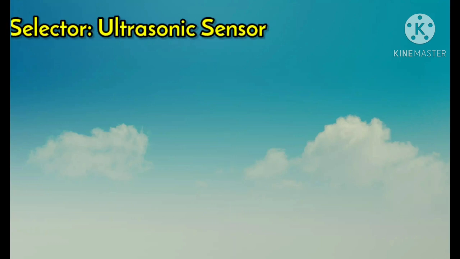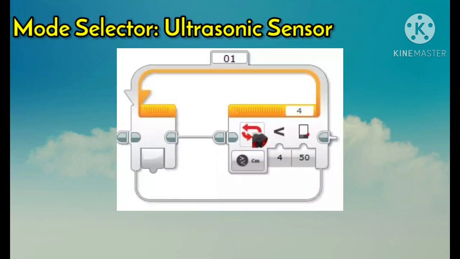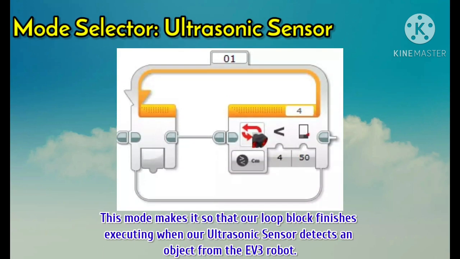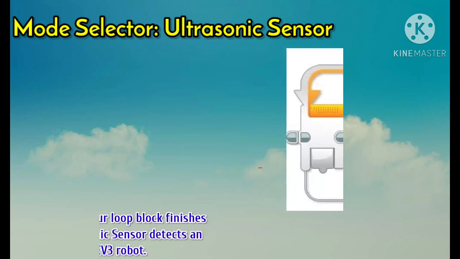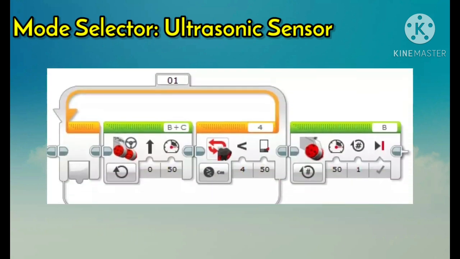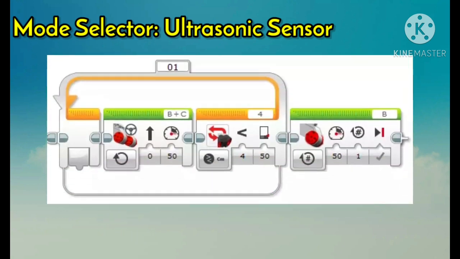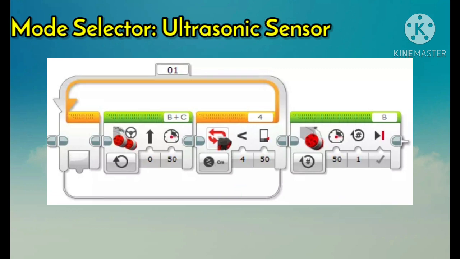The second mode is the ultrasonic sensor. This mode makes it so that our loop block finishes executing when our ultrasonic sensor detects an object from the EV3 robot. Its inputs such as value types and threshold values can be changed according to the programmer's needs. Here's an example to further explain this mode type. The robot moves indefinitely until our ultrasonic sensor detects an object less than 50 centimeters away, where it now turns to the right.